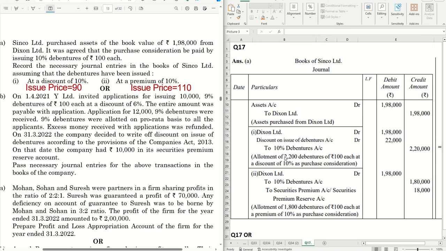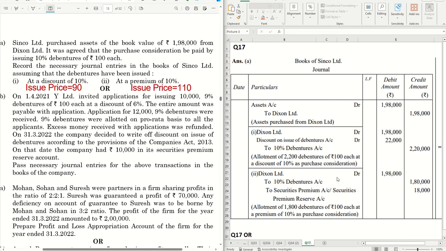So in this case, first important thing is calculate the number of debentures which are being issued, and then you will get to know the face value of those debentures. So 2,200 debentures are being issued, face value is 2,20,000. 10% of this is 22,000, that becomes your discount. Okay, let's see the second one.